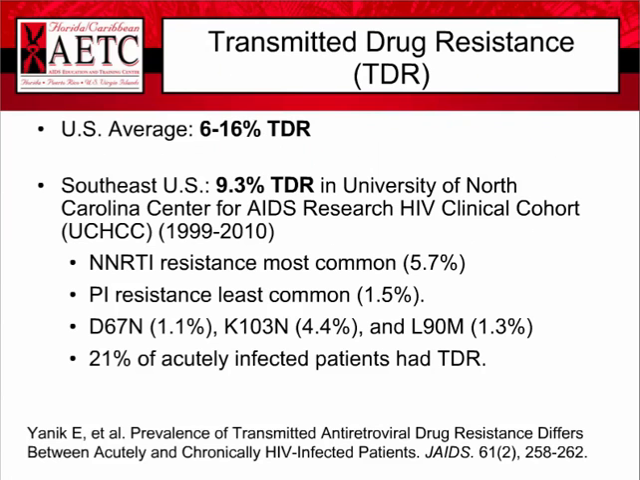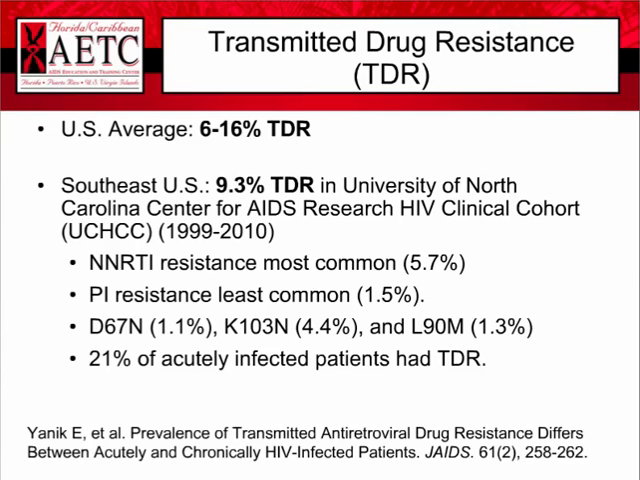Now with ART resistance, just briefly, we're seeing about a 6 to 16% transmitted drug resistance rate in the United States. It's higher and lower in other parts of the world, depending on the availability of ART. In the southeast United States, where we are specifically, we're seeing about a 9.3% transmitted drug resistance rate. This is out of the North Carolina AIDS Research HIV Clinical Cohort. This had about 700 plus patients that were analyzed, and what we're seeing is that K103N is really the biggest mutation. That's your efavirenz. You're also seeing some L90Ms, which are PIs, and D67N, which is actually your AZT.